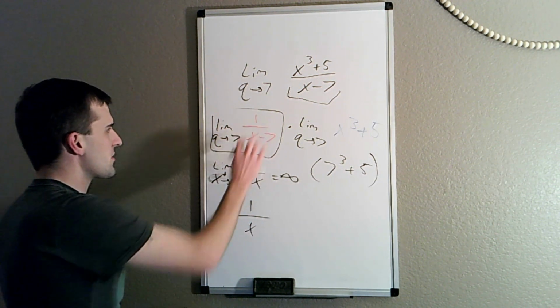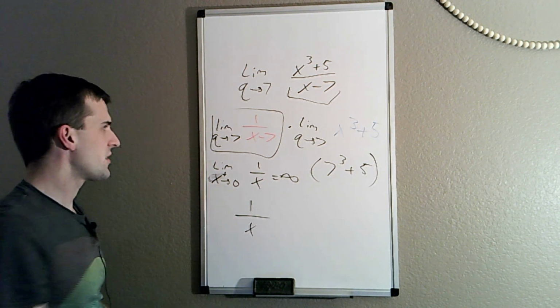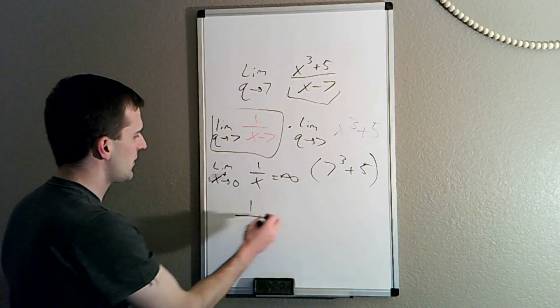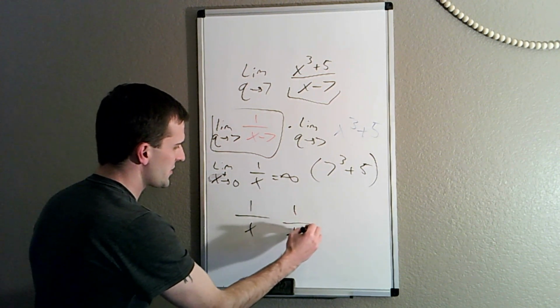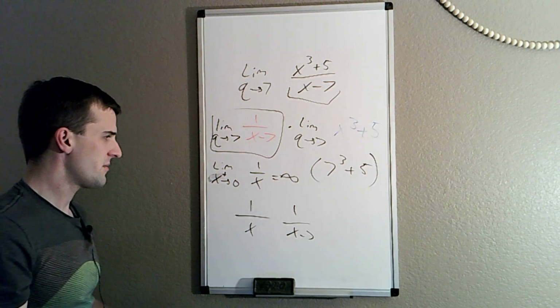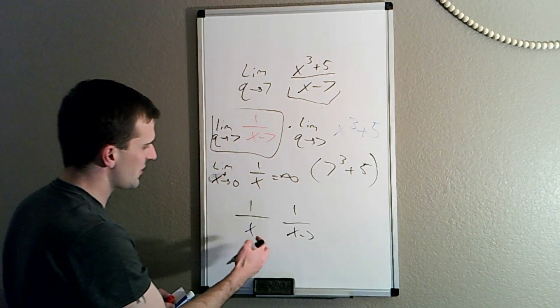Or as long as the bottom is approaching 0, not necessarily the variable you're interested in, but as long as the bottom is approaching 0, this is equivalent as x minus 7. You could do an inequality and actually do it mathematically, but at that point we're wasting a little bit of time.